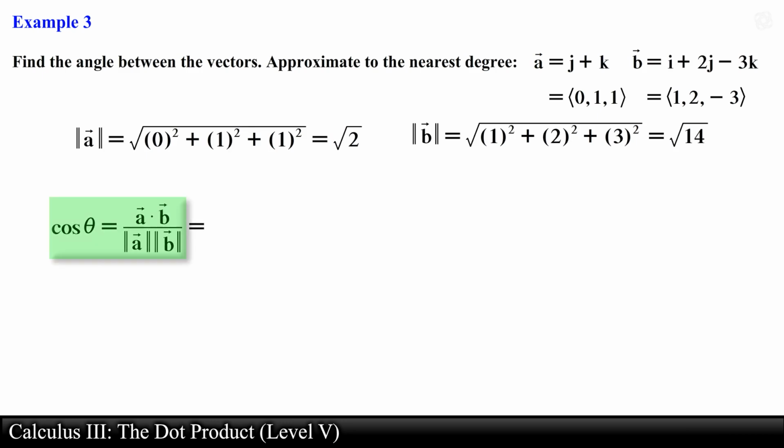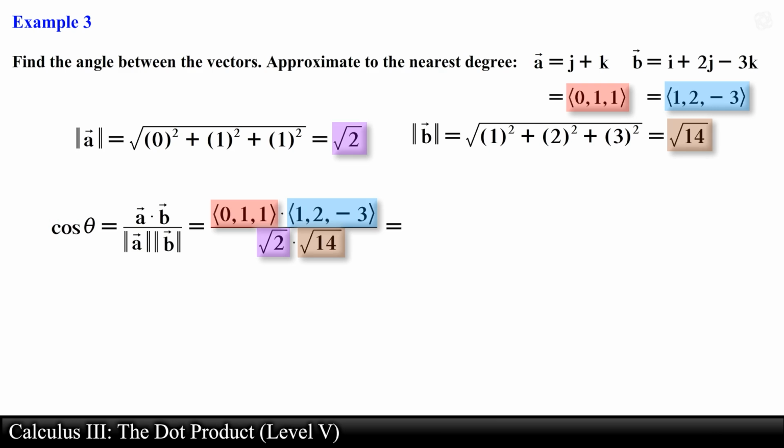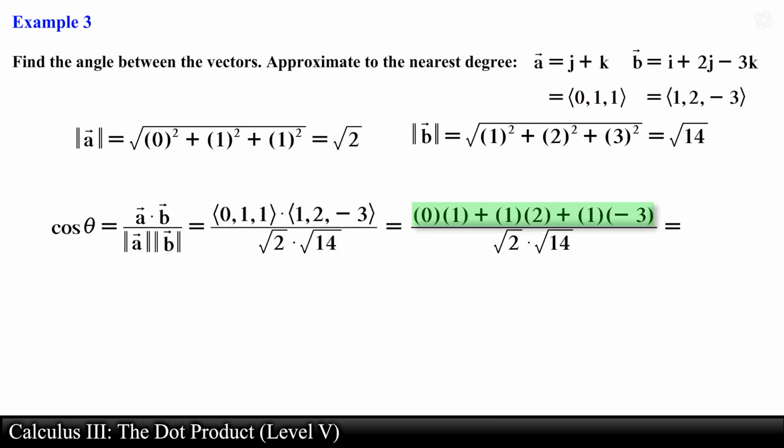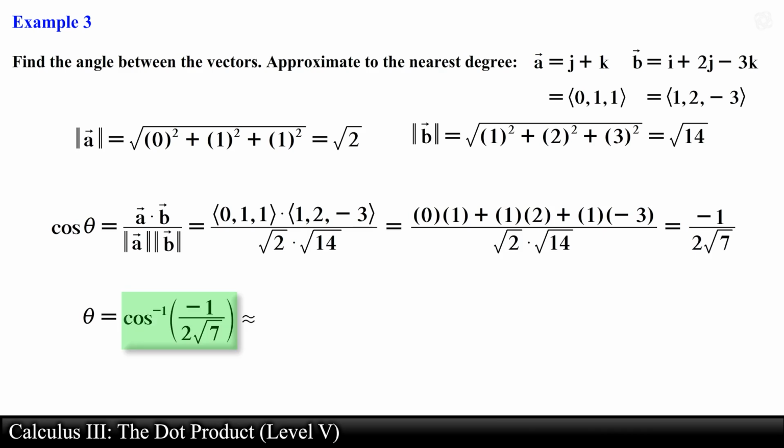Then, we make use of the rearranged geometric definition of the dot product and substitute the various values on the right side of the expression. Evaluating the dot product and multiplying the magnitudes of each vector, we obtain the following value for cosine of theta. Finally, we take inverse cosine of both sides and approximate the value to the nearest degree, obtaining 101 degrees as the final answer. Okay, let's go over the final example.